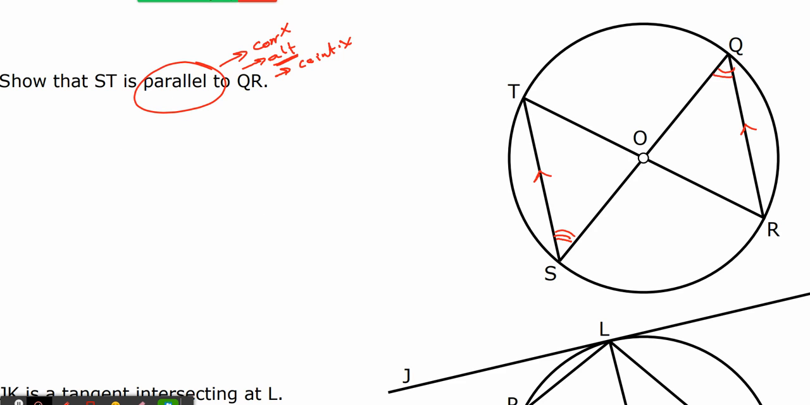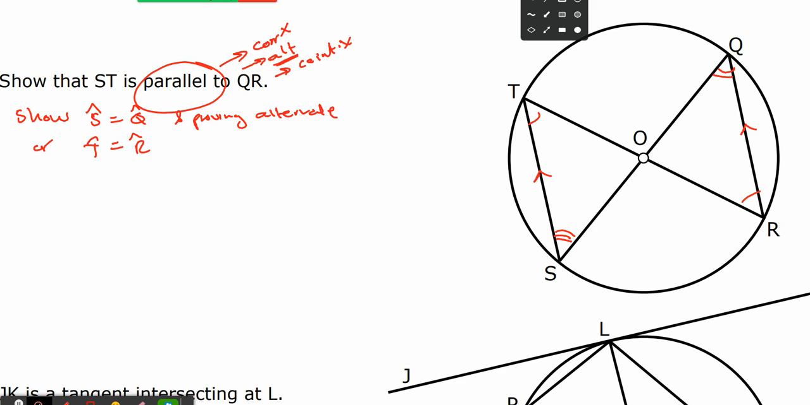So I need to show it's parallel. I don't know it's parallel yet. So to show ST is parallel, I need to show angle S is equal to angle Q by proving alternate angles, right? Or angle T is equal to angle R. So I've got to prove that that's equal to that. And if I can do that, either one of those, then I'm done. Then I've solved the problem.